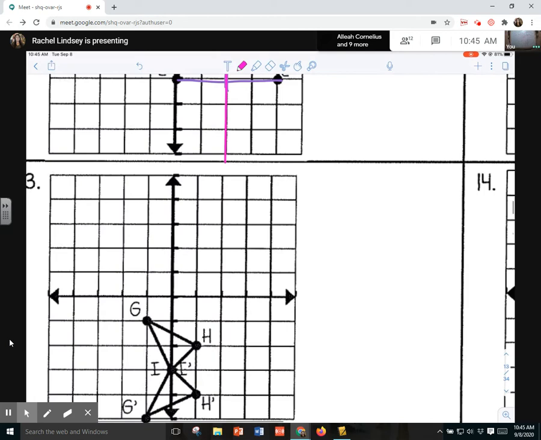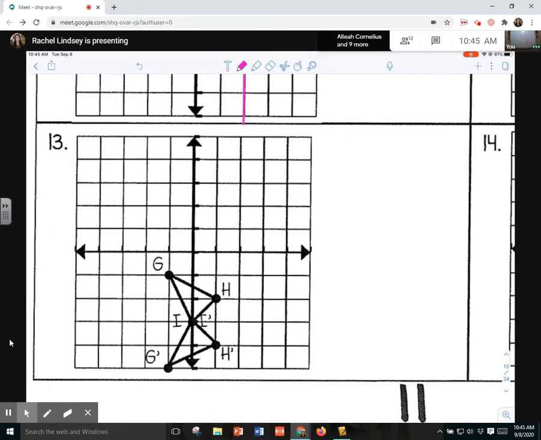Okay, number 13, looking at that one, it doesn't look like an obvious answer by one of the axes. So I'm going to look at how far apart H and H prime are. They're 2 apart. That means they reflect over this line. I is still on the same spot, so that means it reflected over that line. And then G reflects over that same line because they're 4 apart, and halfway between them will be 2.